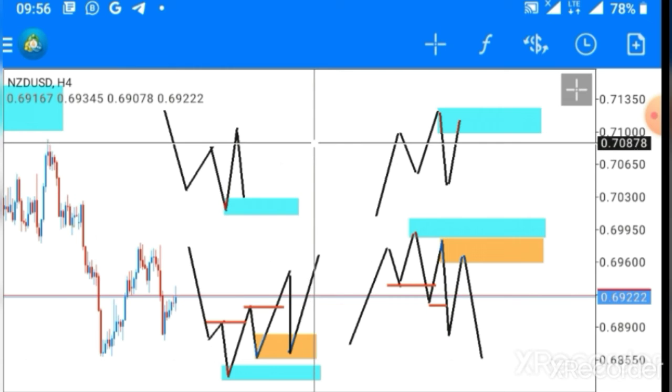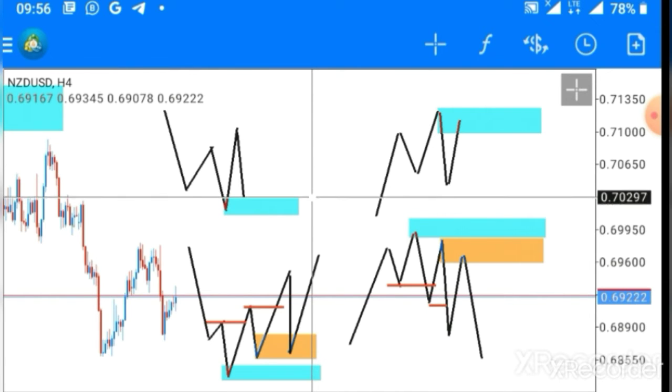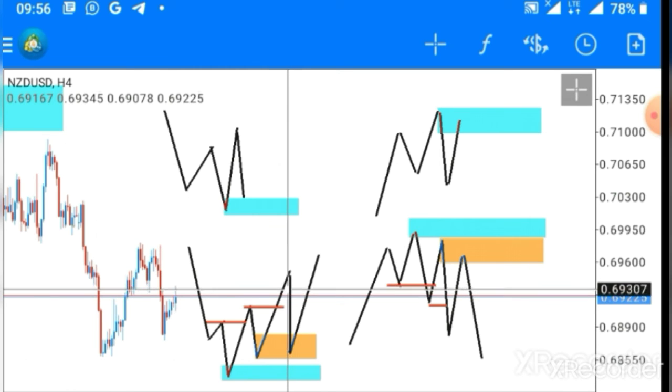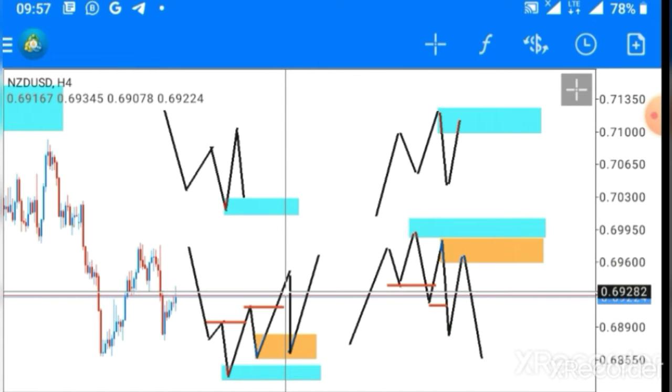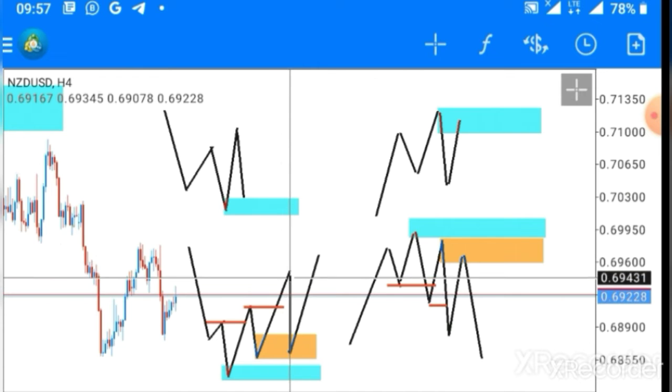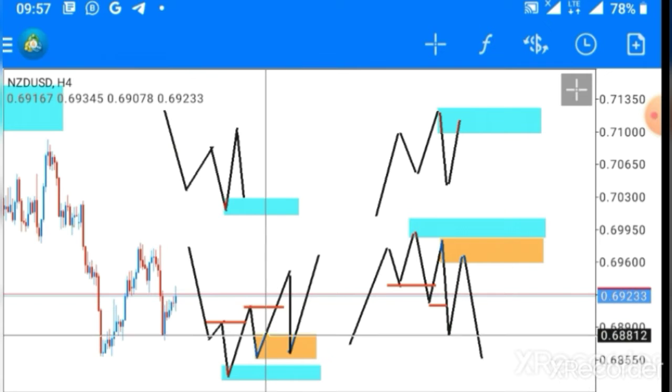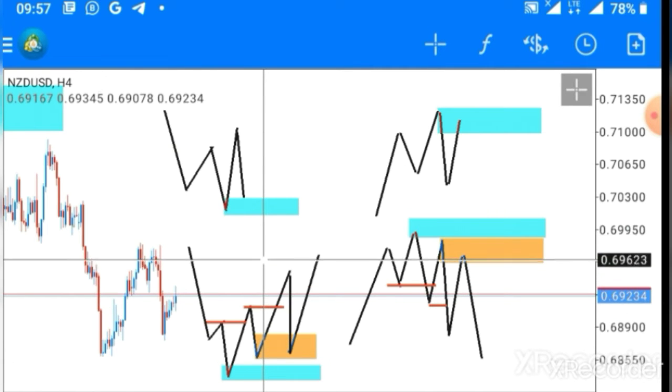Once price comes back to your 4-hour OB, you scale down to your lower time frame of your choice, maybe M5, M15, M30, H1, or whatever, 1 minute, whichever. You go to the lower time frame of your choice and begin to watch the structure.